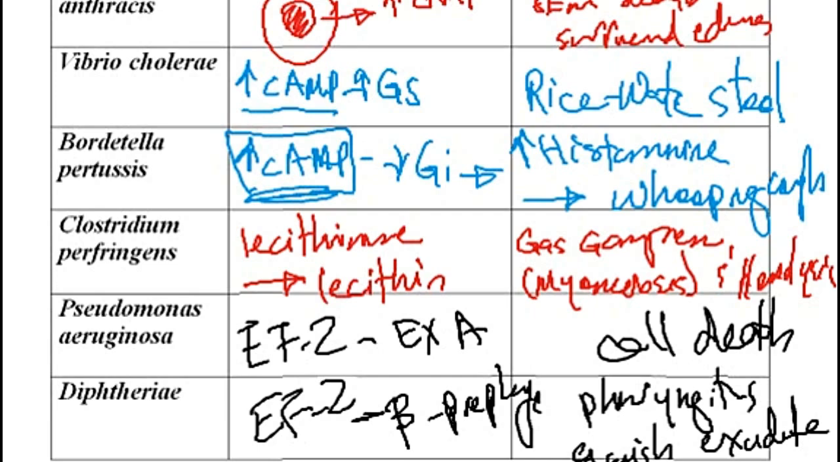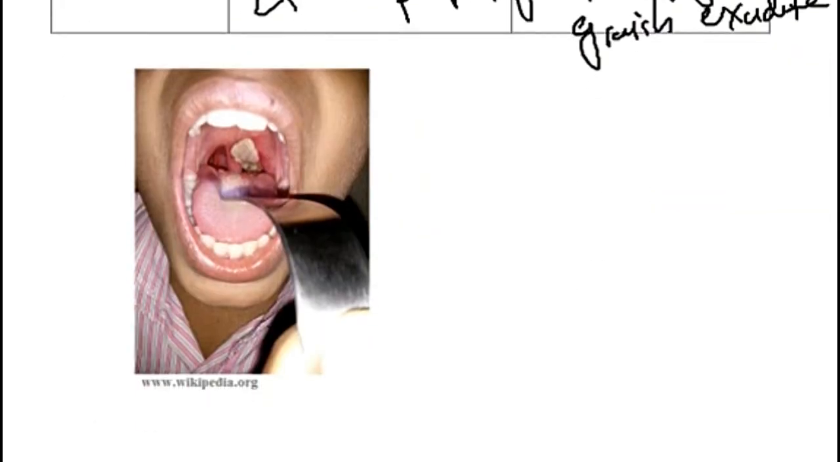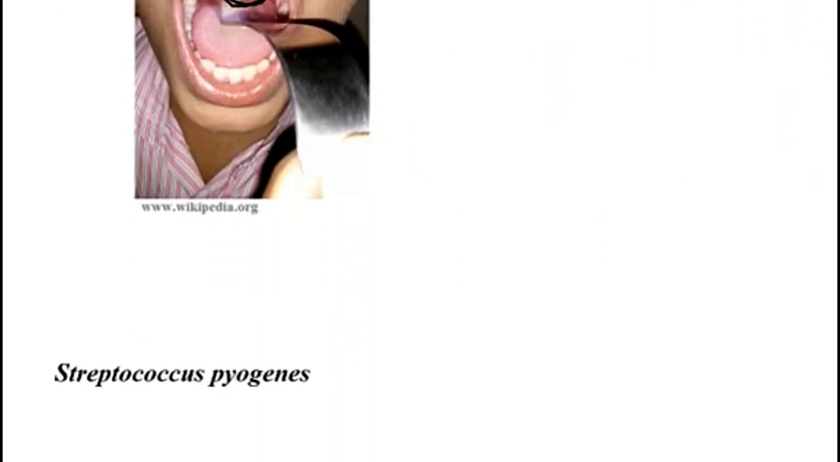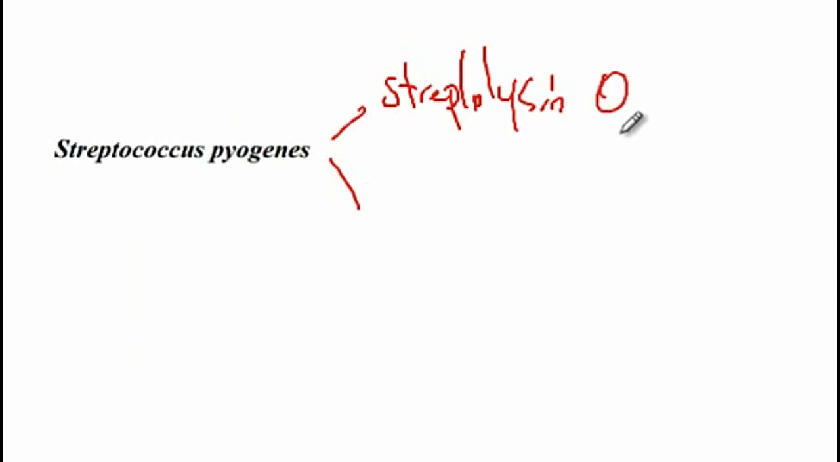And here is an example of a pharyngeal exudate seen with diphtheria. Here at the back is the pseudomembrane. And then the final bacteria is Streptococcus pyogenes, which produces two different forms of toxin. One is streptolysin O, which will degrade the cell membrane, as a consequence of which it will cause beta hemolysis of the red blood cells.